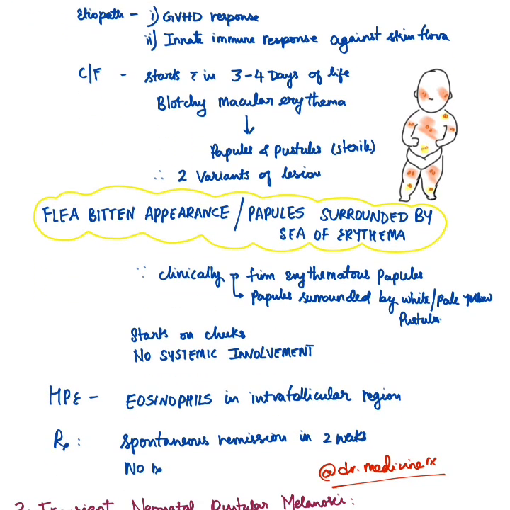Coming to clinical features, these lesions start within 3 to 4 days of life, and at the beginning we can see a blotchy macular erythema, which is later followed by papules and pustules. The pustules here again are sterile. So these are the two variants of lesions that are seen, and the appearance is described as flea-bitten appearance or papules surrounded by a sea of erythema, because clinically there are going to be firm erythematous papules as well as papules surrounded by white or pale yellow pustules. These lesions start characteristically on the cheeks and spread rapidly to involve the entire body, and there is no systemic involvement here.